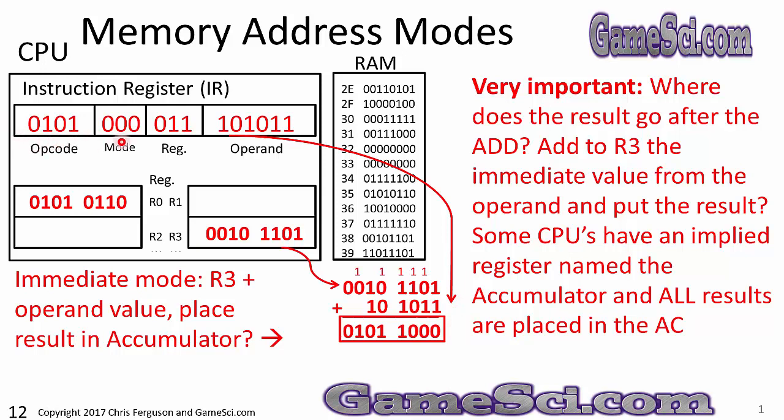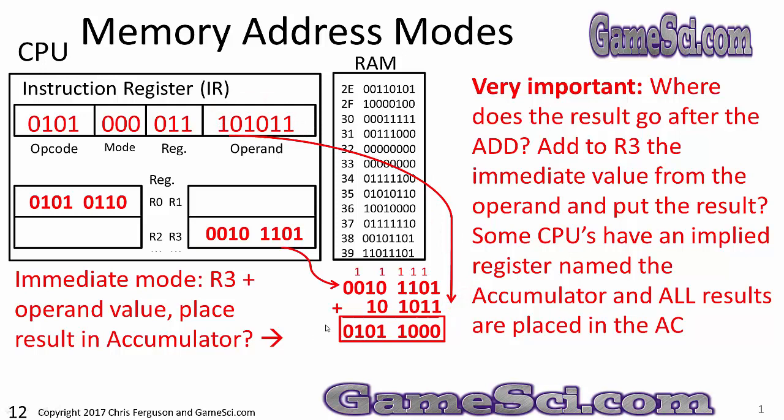I've loaded a new instruction in here. 0101 says this is an add command. The mode indicates we're going to do an immediate, but we're going to do it slightly differently this time. Immediate mode says we're going to take the register R3 specified by these 3 bits and add it to the immediate value in the operand. That's what I'm doing here. Here's the value in R3 because this is set to 3. Here's my immediate operand. Let's add those together.